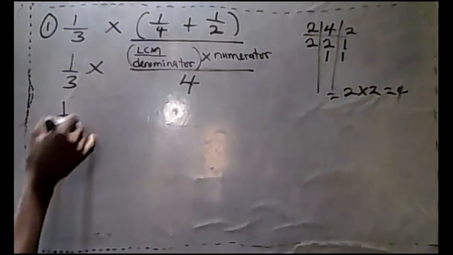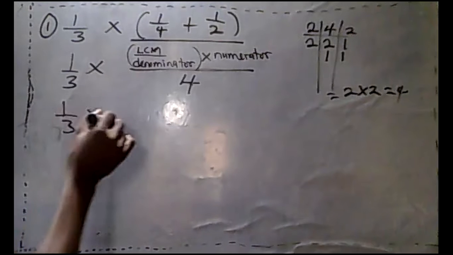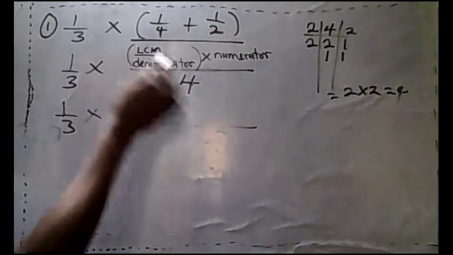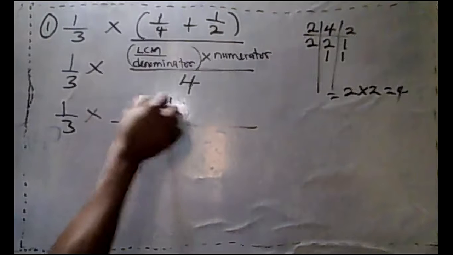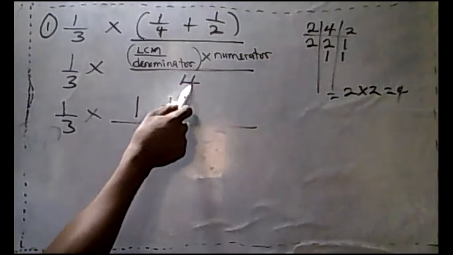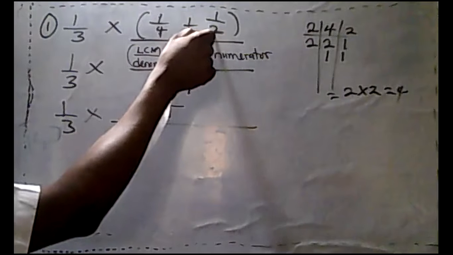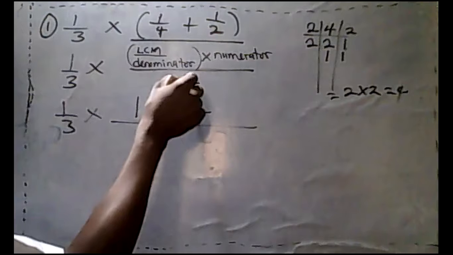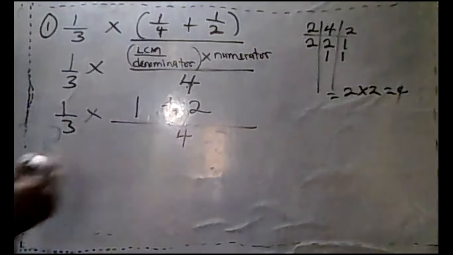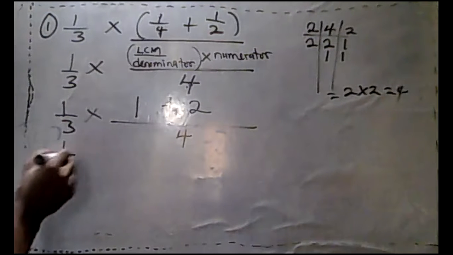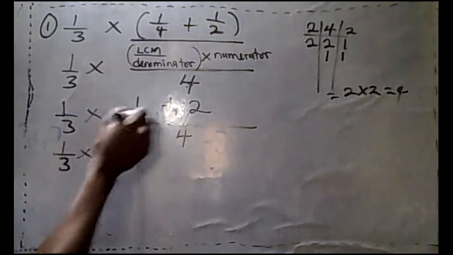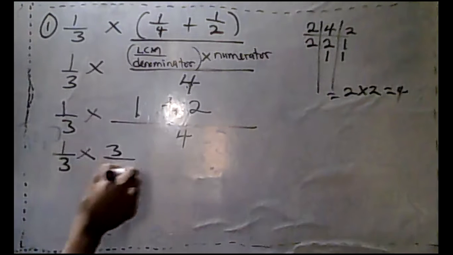So let's go ahead. 1/3 times, so let's do that. LCM divided by denominator, that is 4 divided by 4 is 1. 1 times numerator 1 is 1. Plus LCM again, 4 divided by denominator 2 is 2. 2 times numerator 1 is 2. Over denominator 4. So what you're going to have is 1/3 times 1 plus 2, 3 over 4.